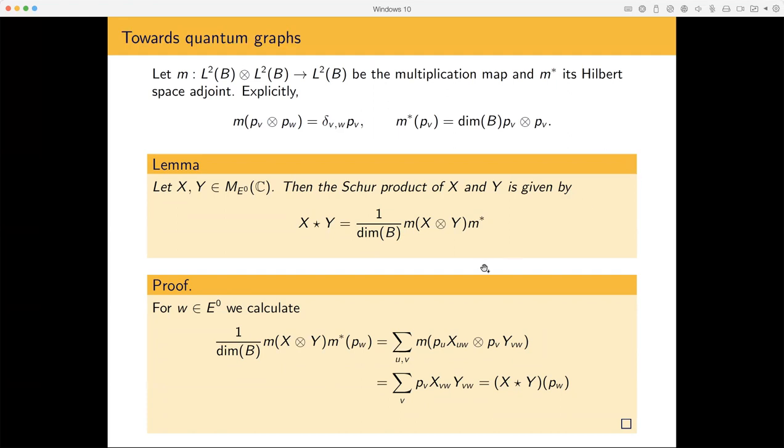In this first equality, I'm just plugging in the formula for m star. That cancels out the dimension and leaves us with this expression here. Then applying the matrices x and y, I need to multiply, and P_U times P_V is 0 unless U equals V. So this sum reduces to this expression, and that's really the same thing as applying the Schur product of x and y to P_W. So that's how this works.